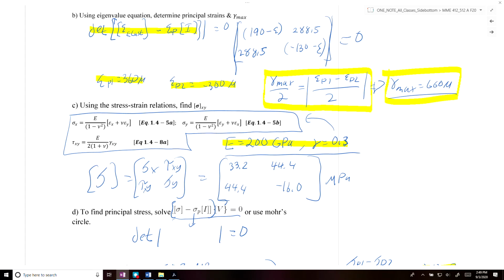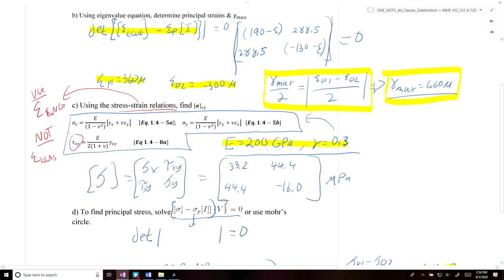The other thing we can do here is that once we have epsilon xx, epsilon yy, and gamma xy, we can plug them into the stress strain relationships. The one thing I want to make sure is that when you're using the stress strain relationships, you use the engineering strain matrix, not the epsilon elasticity matrix. Otherwise you're going to get the wrong answer for tau xy.